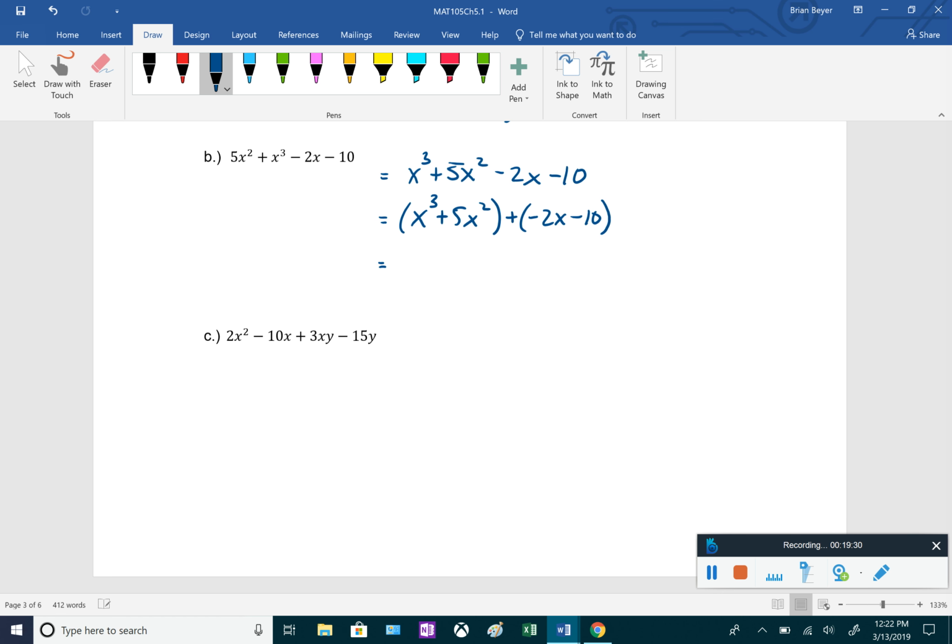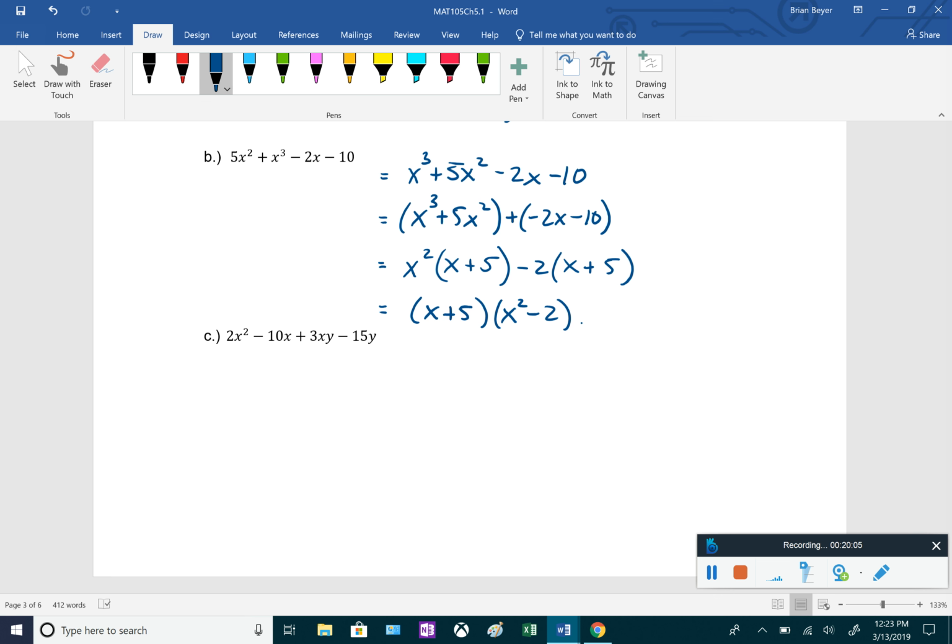Factoring out the GCF of the first one is going to be x squared. We're left with x plus 5. We want to factor out a negative 2 for the next one, because if we factor out a negative 2, we're left with x plus 5. So you always want to factor out whatever you have to in the second one to get the same thing as that first one. So now we can factor out the x plus 5, and we're left with x squared minus 2. So that would be our answer for that one.